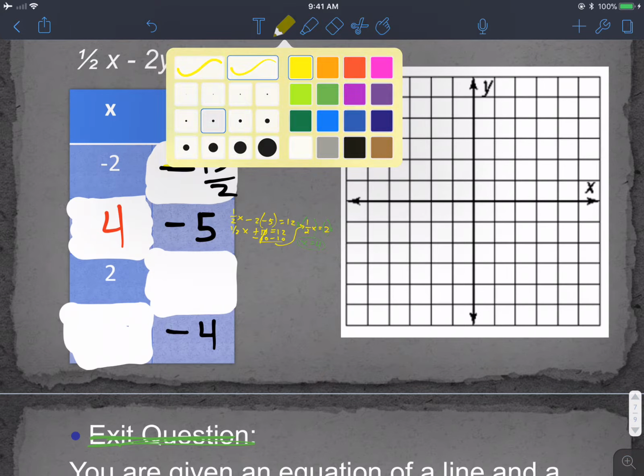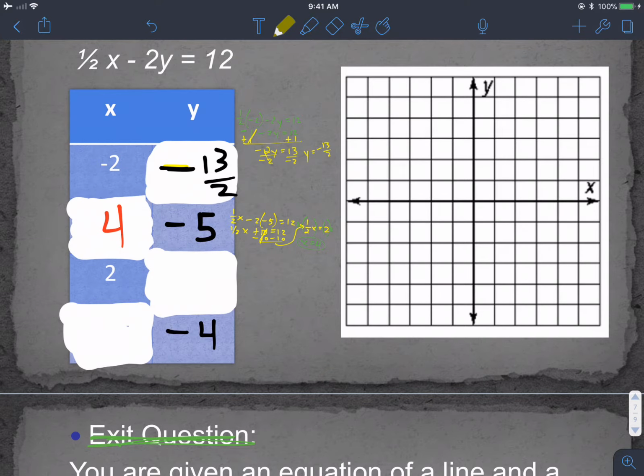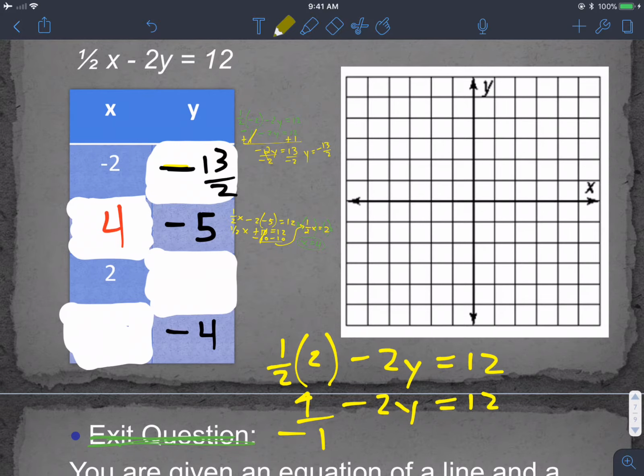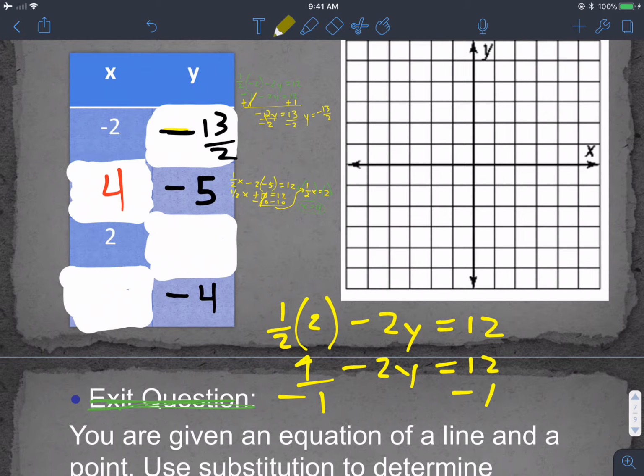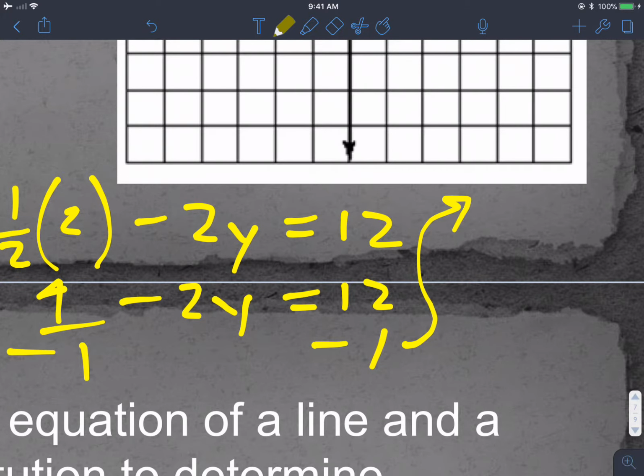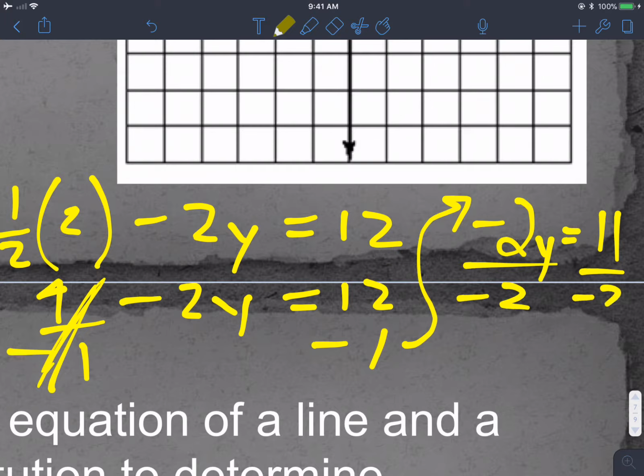Next one. Okay, now I have to take 2 and plug it in for x. 1/2 times 2 minus 2y equals 12. 1/2 times 2 is 1. Minus 1 from both sides. So now I get negative 2y equals 11. Divide by negative 2. Leave it as a fraction. y equals negative 11/2.